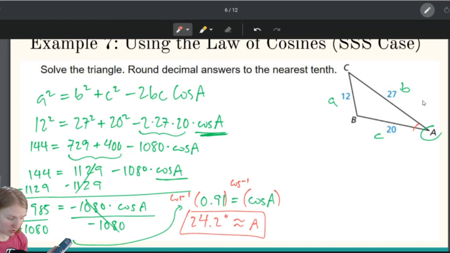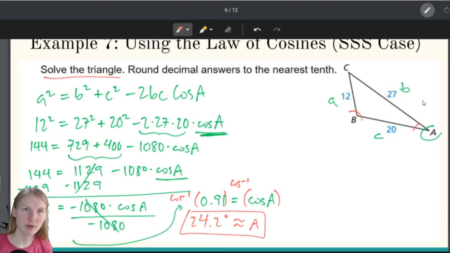Now, we want to solve the whole triangle, which means we still need to find these two angles as well. But remember, if I just find one of them, I can use the triangle sum theorem, and that'll make everything so much nicer. So, let's do that. And remember, I don't have to use the law of cosines again. Now, I can use the law of sines.